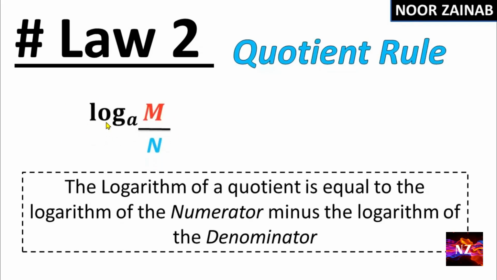Here, if we are taking the log of a division or a quotient, m is the numerator, which is on the upper side, and n is the denominator, which is on the lower side of the division. So we can find the logarithm of this quotient with the base a by simply taking the log of the numerator, here m is the numerator, and subtracting from it the log of the denominator. Here n is the denominator.